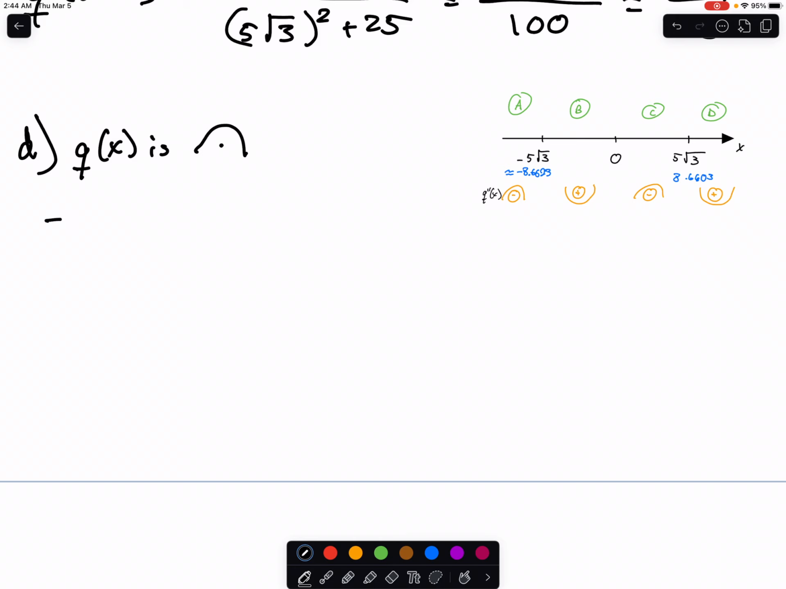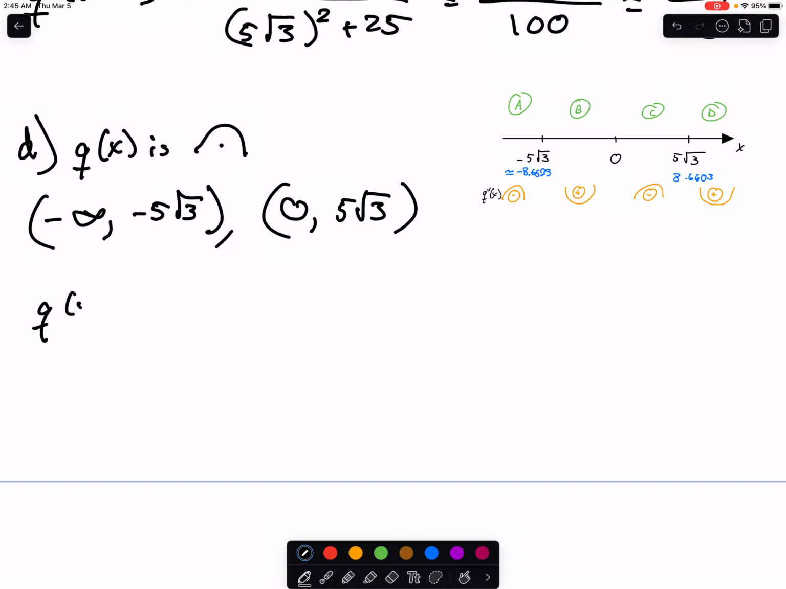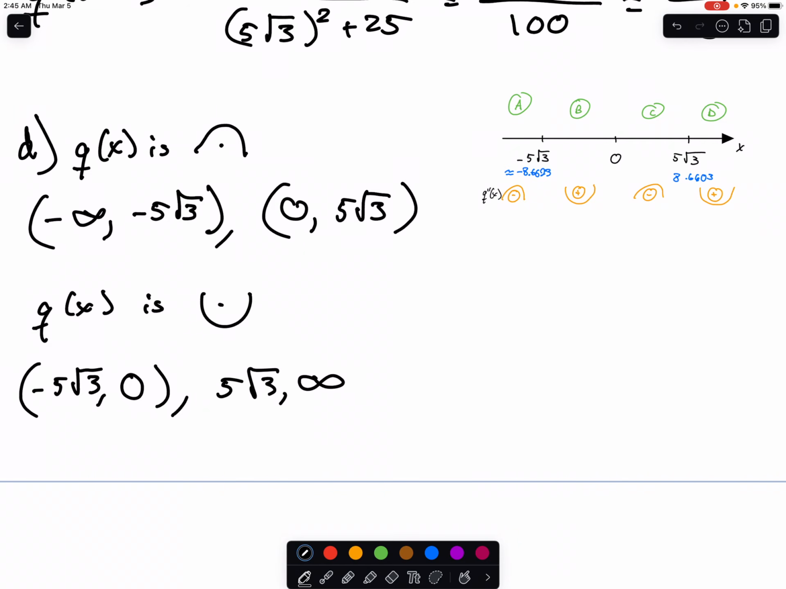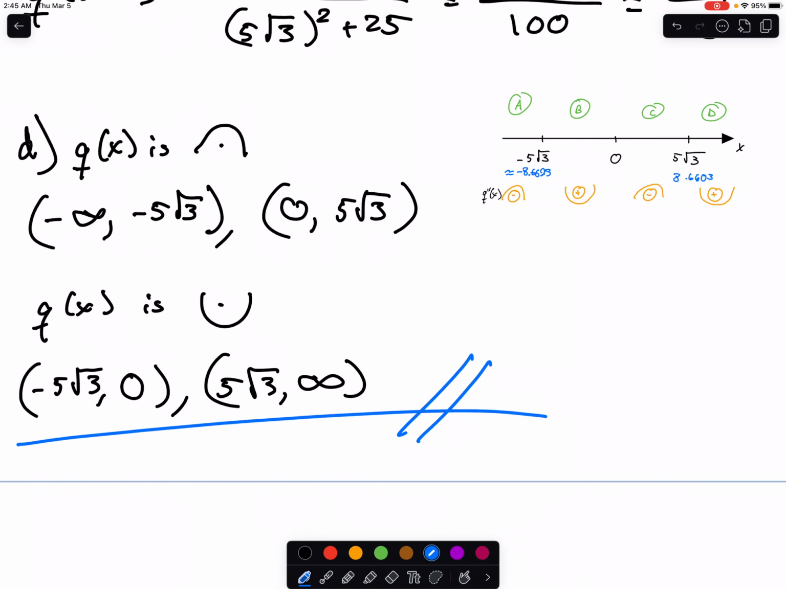So as x goes from -infinity up to -5√3, and as x goes from 0 to 5√3, the open interval, right? And then Q is concave up as x goes from -5√3 to 0, the open interval, and then 5√3 to infinity. So these are the intervals of concavity.